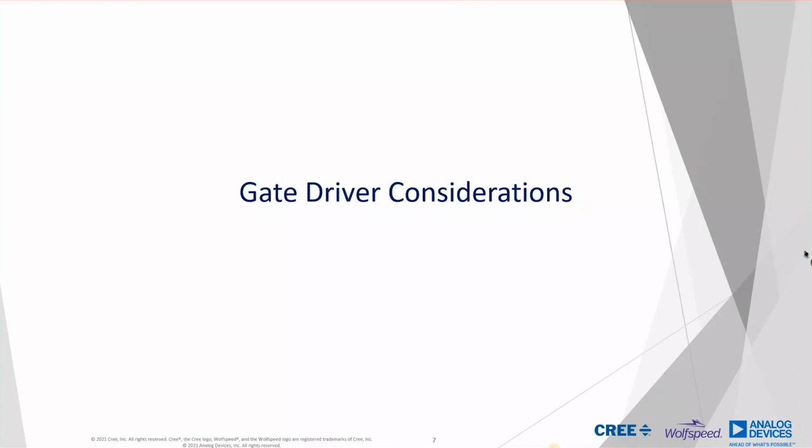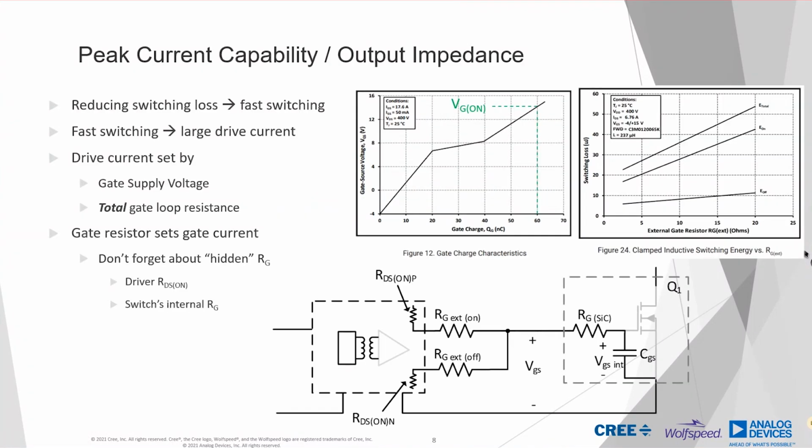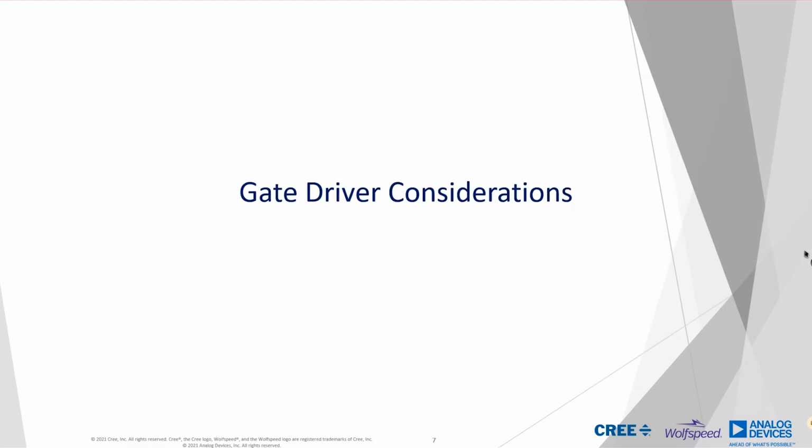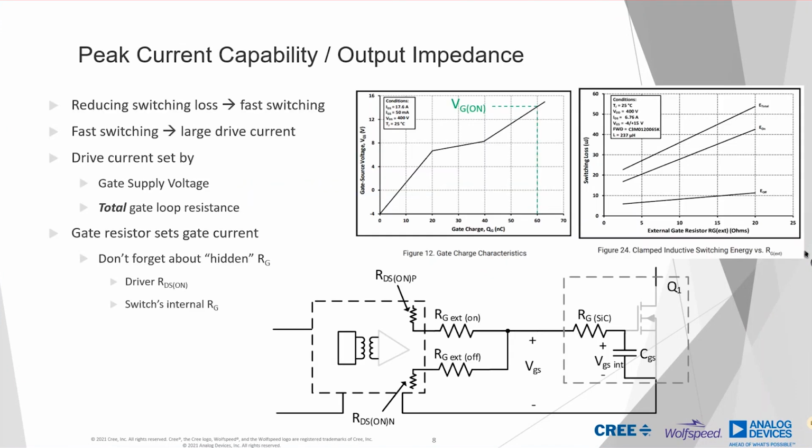Okay, so if we jump into some of the gate driver considerations, one of the things I want to talk about is the peak current capability. So why is that an important feature in driving the switches? In most cases, it's going to come down to efficiency in the form of reduced switching losses.